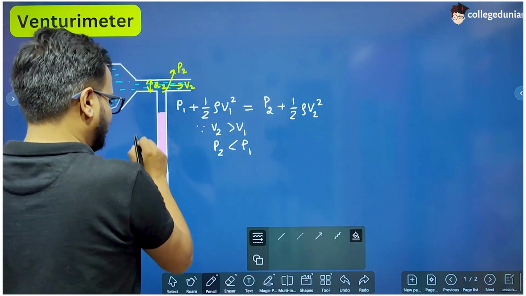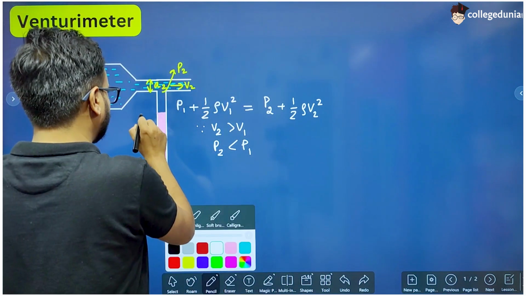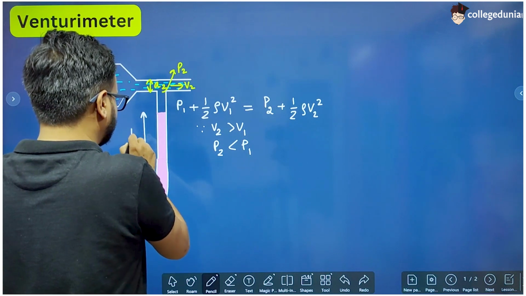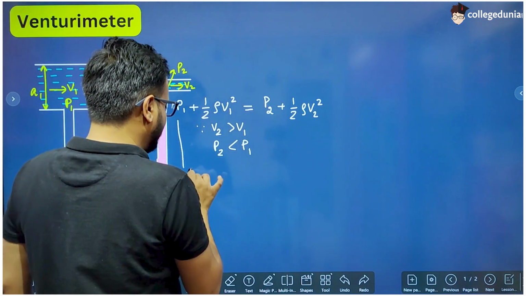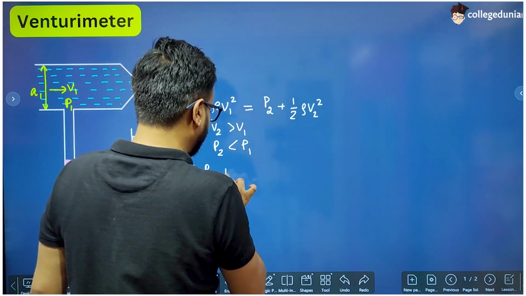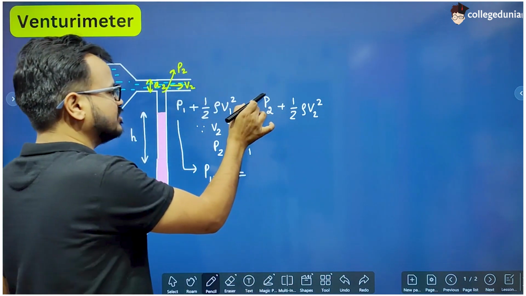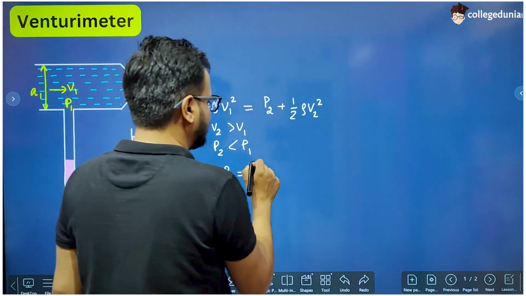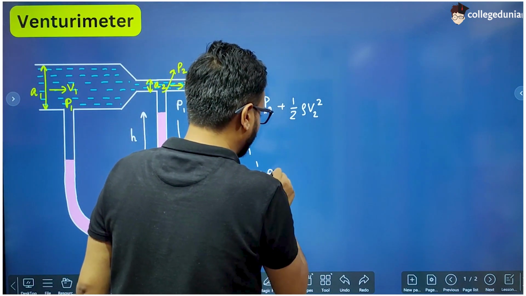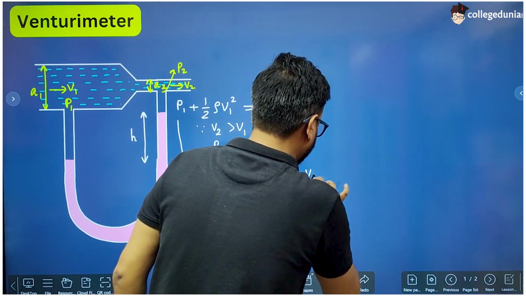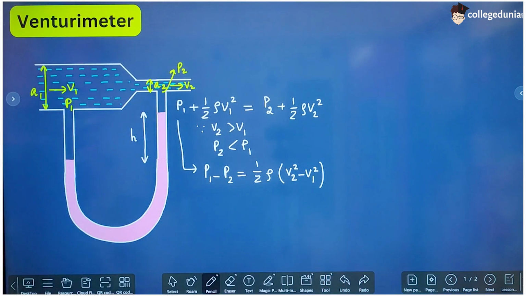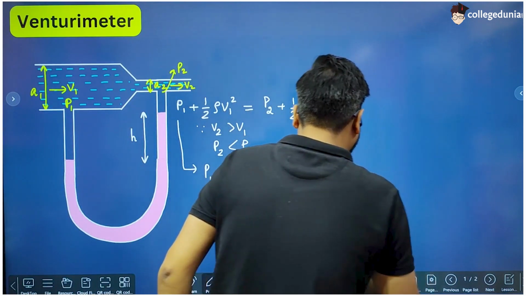Let us say that difference is h. Okay, so this equation can be written as P1 minus P2 equal to half rho, V2 square minus V1 square, since this is coming on this side and this is going on that side, right? Okay, so let us take this as our first equation.